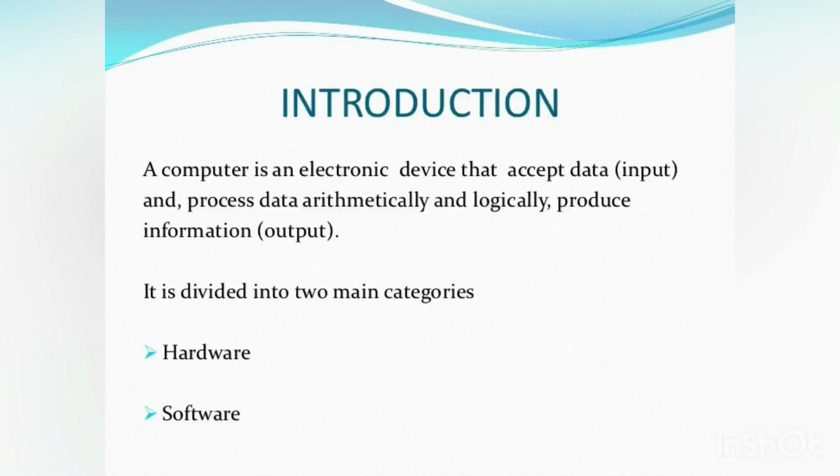So, a computer is an electronic device that accepts data, that is input, and processes the data arithmetically and logically to produce the output. Or you can say that a computer is an electronic machine which is used for data processing. The output which comes after processing data through a computer is known as information. A computer is basically divided into two main categories, that is hardware and software.